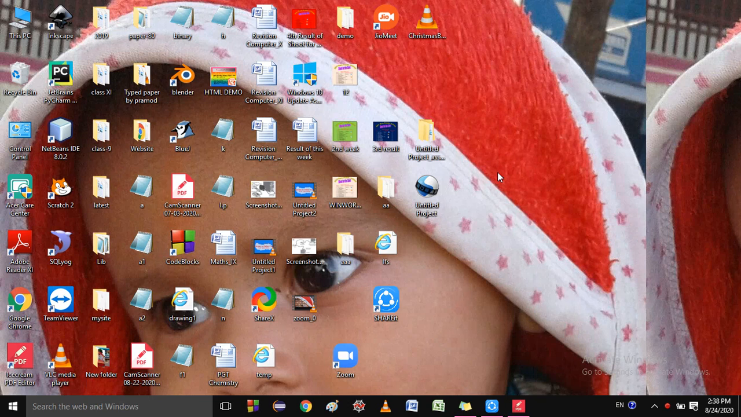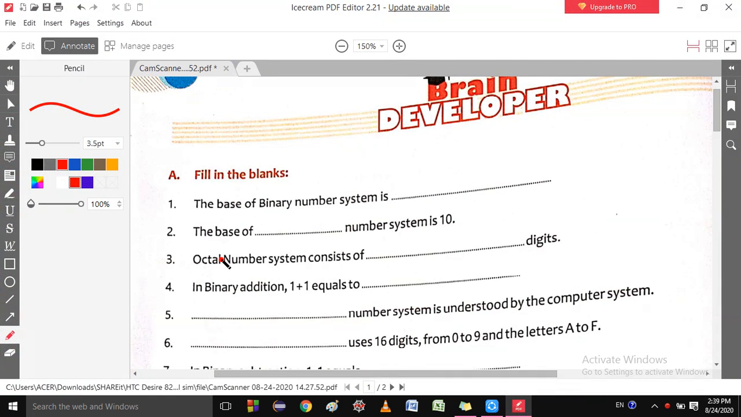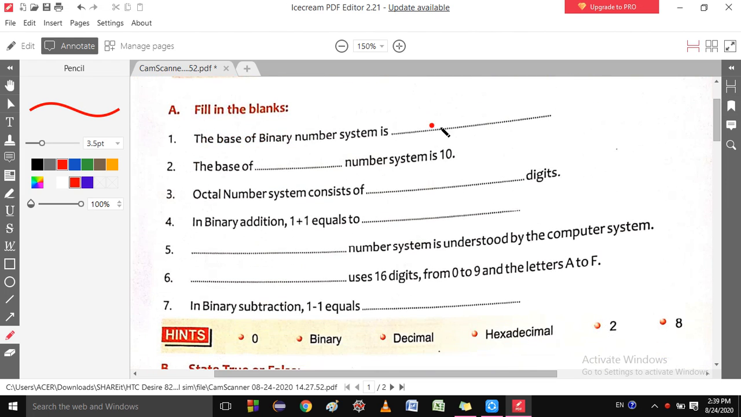Today I will discuss the assignment, the questions and answers from your book. We will discuss the exercise questions. The first exercise is fill in the blanks. The base of the binary number system is 2. You know that the base of the binary number system is 2, so here the answer will be 2. This is the first answer.